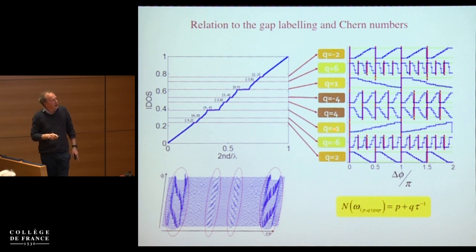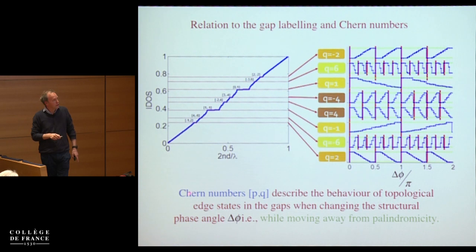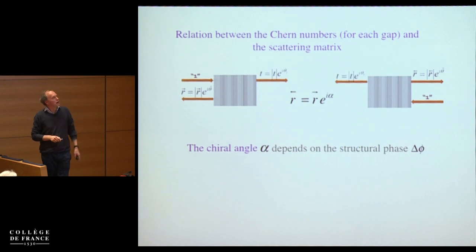So it keeps the sign of this Chern number, and it keeps also the value of it. You see that for minus 2, we go like this, with half the period of this, but for plus 2, we go with the same period, but in the opposite direction. Okay? So this is a way to measure those Chern numbers. So the Chern numbers describe the behavior of the topological edge states in the gaps when changing the structural phase angle delta phi, meaning while moving away from palindromicity. Okay? So, I have 2 minutes.